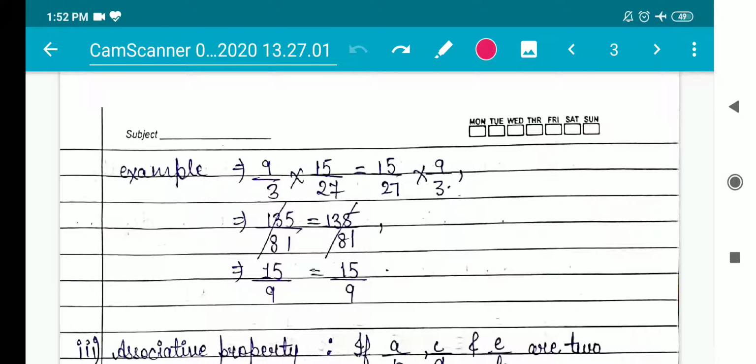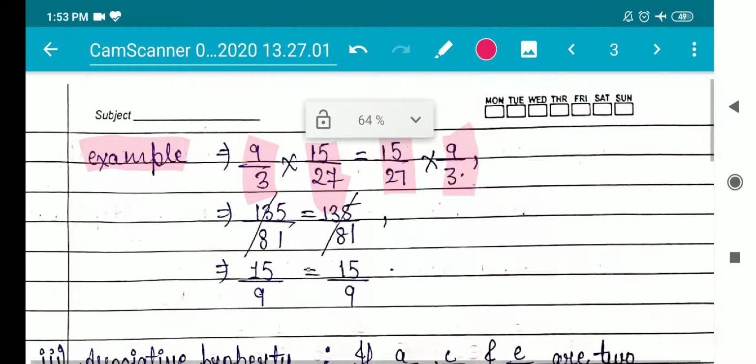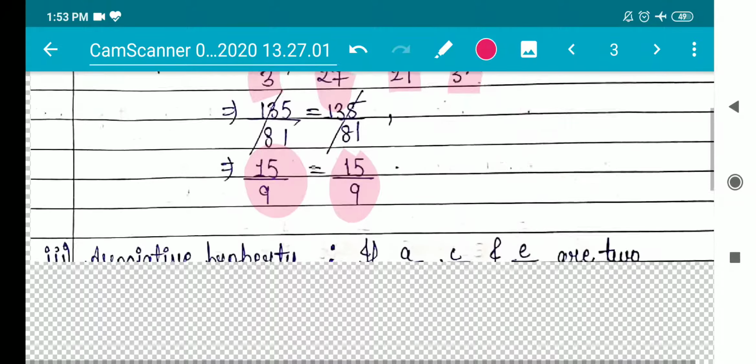We will see one example, that is 9/3 into 15/27 is equal to 15/27 into 9/3. After multiplying it, I got the result, and after reducing it, I got 15/9 is equal to 15/9. RHS is also 15/9, and LHS is also equal to 15/9. So LHS is equal to RHS.